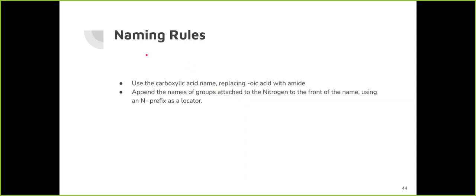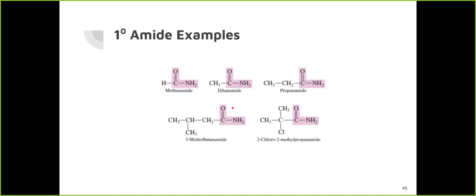When you're naming amides, you use the carboxylic acid name, but you replace the -oic acid with -amide. Then you append the names of the groups attached to the nitrogen to the front of the name, using N as a locator. We'll see some examples here. Here is methanamide, so you've got one carbon. This would originally have had the OH here, but now it's got this amino group. So this is methanamide. Here we've got two carbons, so this is ethanamide.